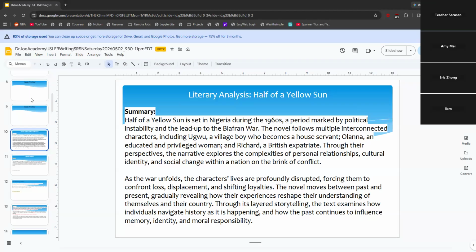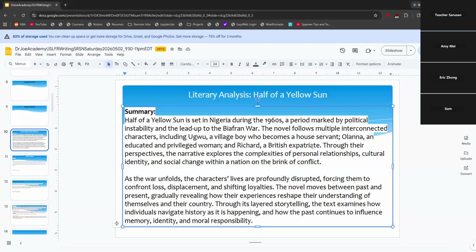All right. Excellent job here. So we know roughly what the atmosphere here looks like, what the setting looks like, and a little bit of our character information. So we have Ugwu, a village boy, becomes a house servant, Olana, educated, privileged woman, and Richard, a British expatriate. Not too sure how to pronounce that, but it's basically somebody that left their native country to go to another country for work.